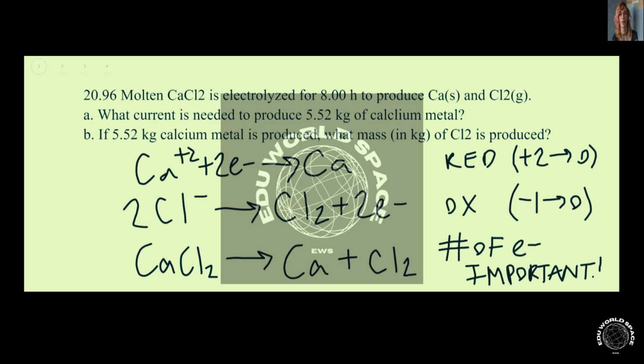So in our reduction half reaction, calcium is reduced from an oxidation state of +2 to 0, and in our oxidation half reaction, chlorine is oxidized from an oxidation state of -1 to 0. So it's important to note the number of electrons involved in these half reactions. For every mole of chlorine gas that we produce, we are using 2 electrons, and for every mole of calcium solid that we produce, we're using 2 electrons. So it's important to keep in mind that factor of 2.